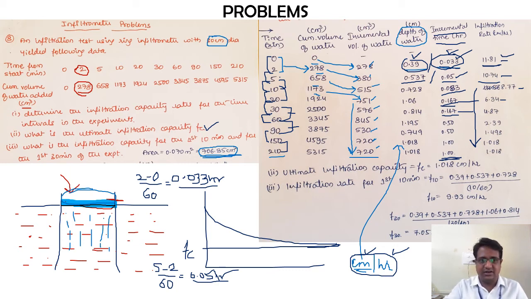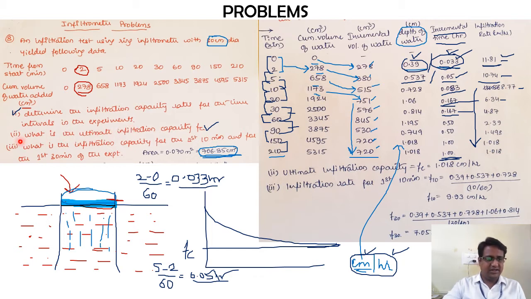So the first bit that they have asked over here is to determine the infiltration capacity rates for the time intervals in the experiment. The time intervals in the experiment are these itself. Based on that, the values we are getting are nothing but the infiltration rates for the respective intervals. The fourth column that you are getting over here is the answer for the first bit of the problem. I hope you get this. So that is the end of the first section.